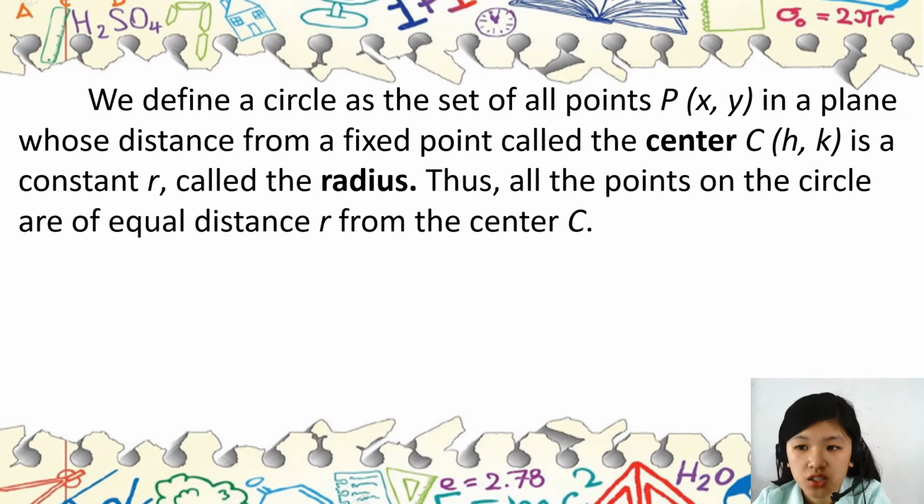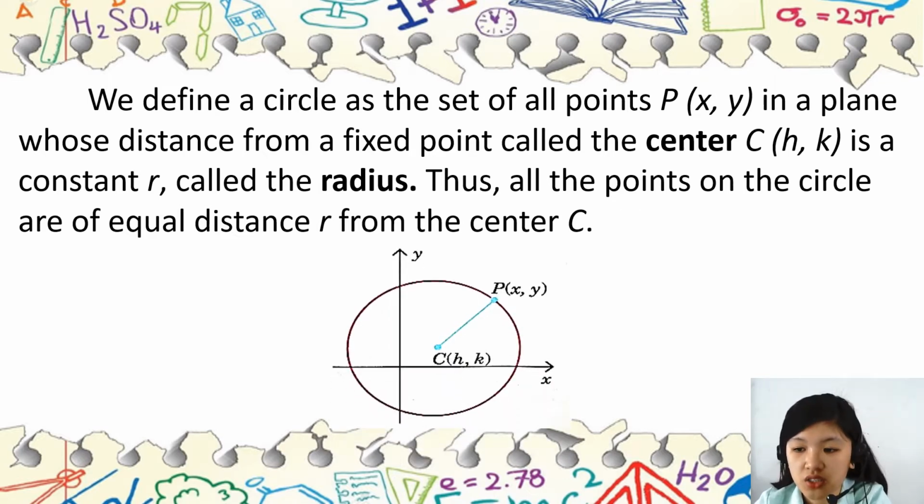And we define a circle as the set of all points x and y in a plane whose distance from a fixed point, called the center (h, k), is constant, called the radius. Thus, all the points on the circle are of equal distance from the center. And here is the figure of the circle.